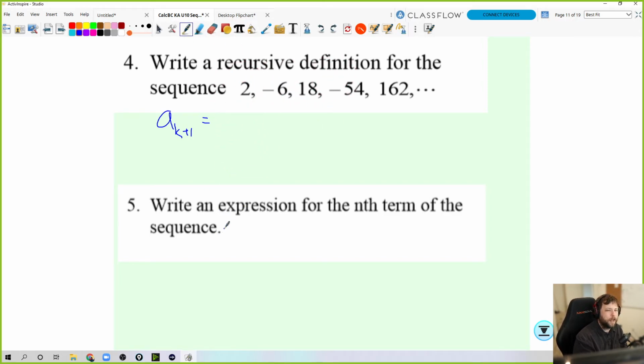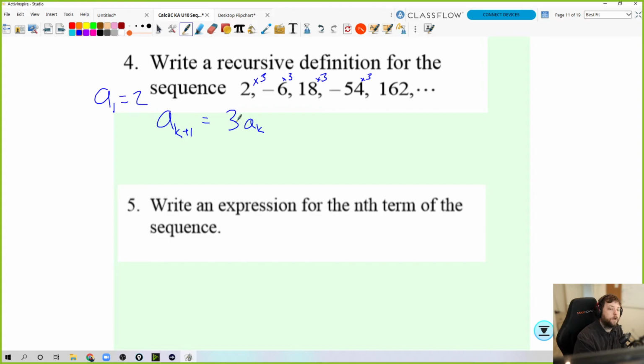What if it's a multiply pattern? You might go, oh, 2 times 3 is 6. Times another 3 is 18, times another 3. Okay, so it's like a times 3 every time, right? You're multiplying it by 3. So you might say, well, okay, you're starting with a sub 1 equal to 2, right? That's your initial one. Your pattern says, hey, I have to multiply by 3, so I go 3 times a sub k.